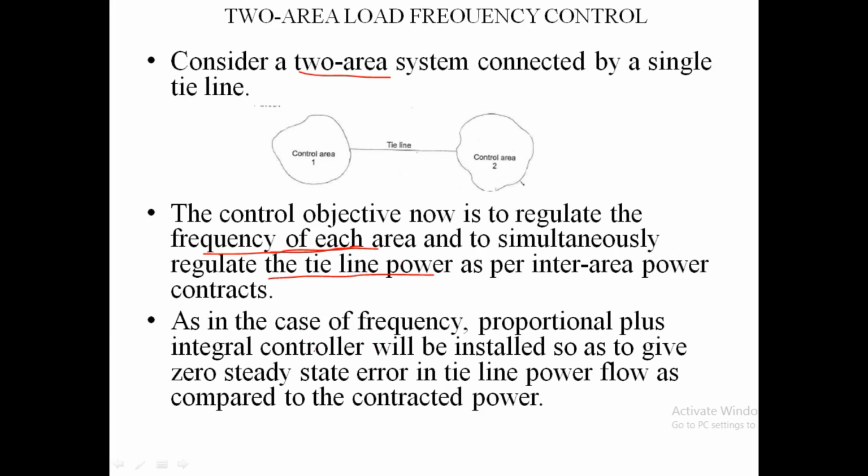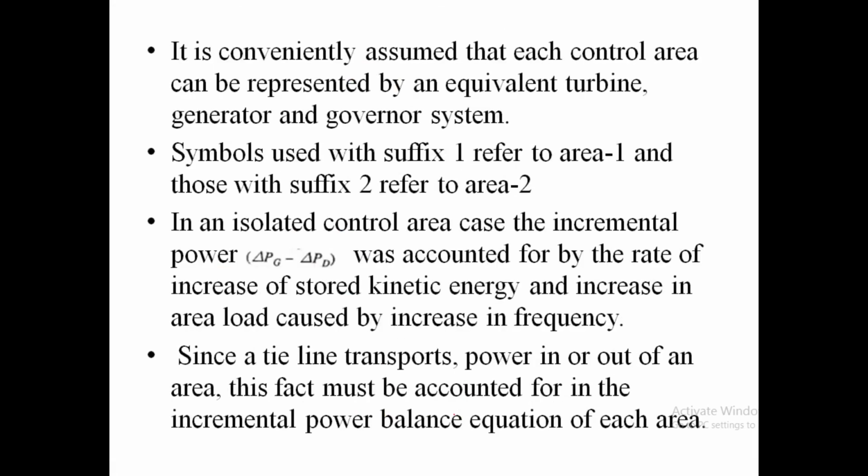In the case of frequency, a proportional plus integral controller is installed, so as to give zero steady state error in tie line power flow as compared to the contracted power. Now each control area is represented by an equivalent turbine, generator and governor system. We have studied that the speed controller or frequency controller has three parts: the speed governor system, the equivalent turbine system and the generator load system. Combining all these, each control area is represented, and for each area we use suffix 1 to refer to area 1 and suffix 2 to refer to area 2.